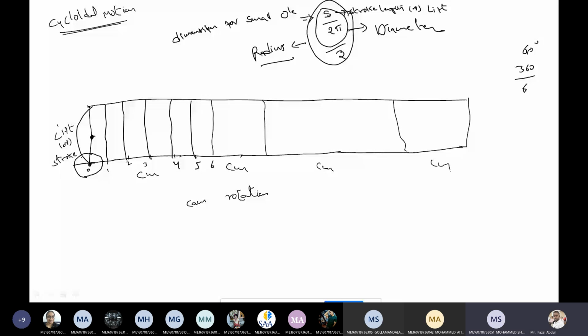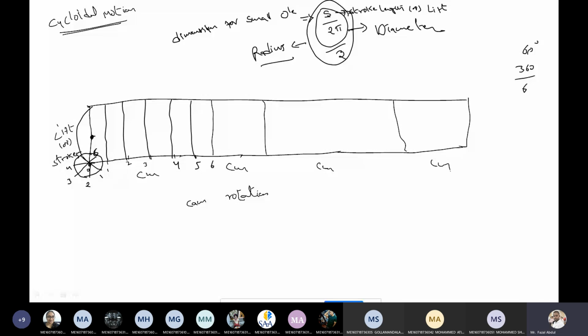So dividing, 4 parts completed. This is the one, and this is the one. Now give the names 1, 2, 3, 4, 5, 6. We divided it into 6 equal parts.